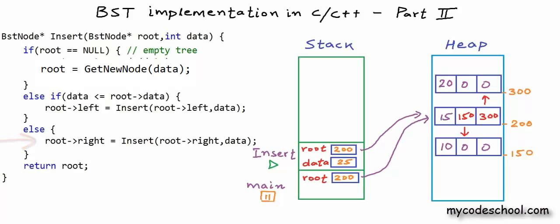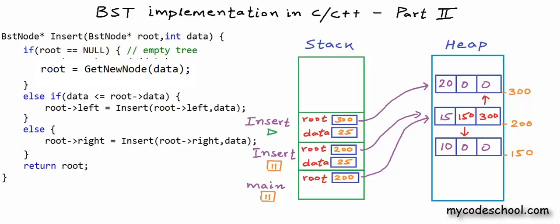So another call to insert will be made. We will pass address 300 as root and data passed will be 25 only. Now for this call, once again the value in node at 300, for this call root is 300, is lesser than 25. 25 is greater than 20. So once again we will come to this last else and make a recursive call to insert in the right subtree. The right subtree is empty this time. So for this insert call at top, the address in root here will be 0.